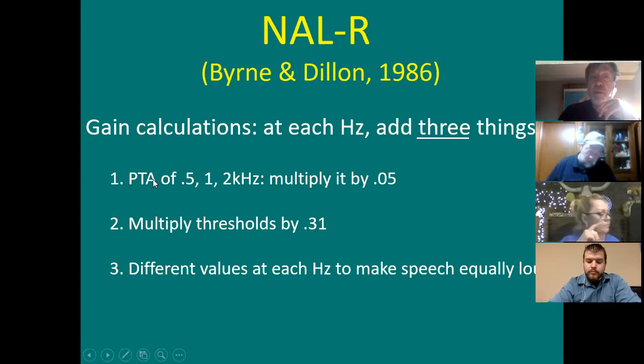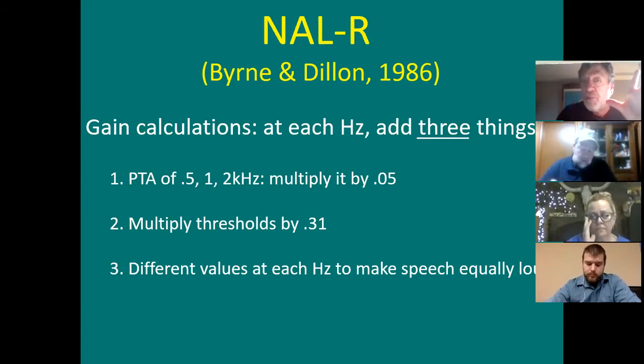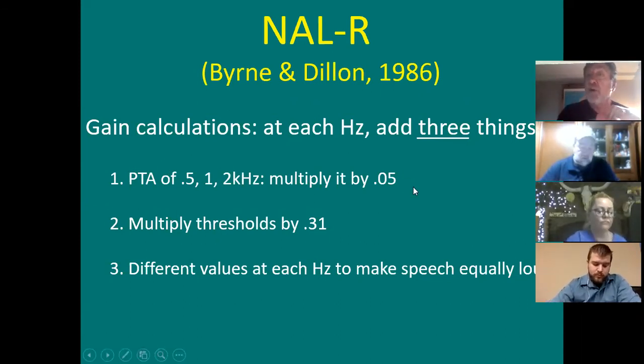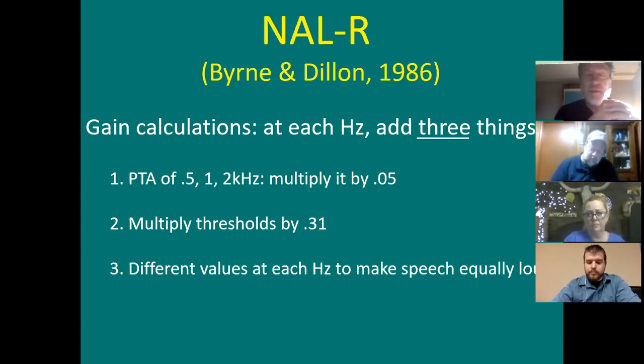It also takes the PTA, pure tone average, whatever the pure tone average was of that person, it multiplies that by 0.05. Now, 0.05 just means dividing it by 20, isn't it? If your pure tone average was 40, what's 40 times 0.05? I don't know, get my calculator out here. 40 times 0.05 equals 2. So multiplying something by 0.05 is the same as dividing it by 20.